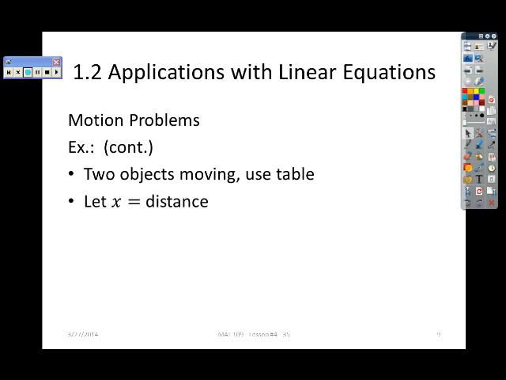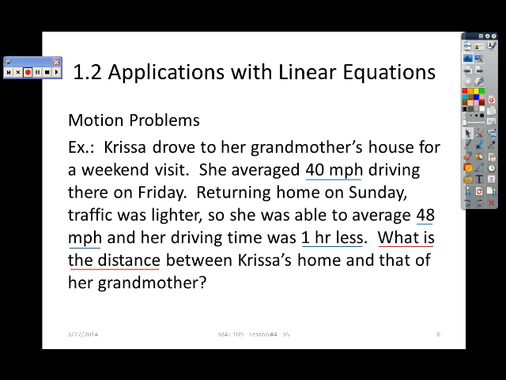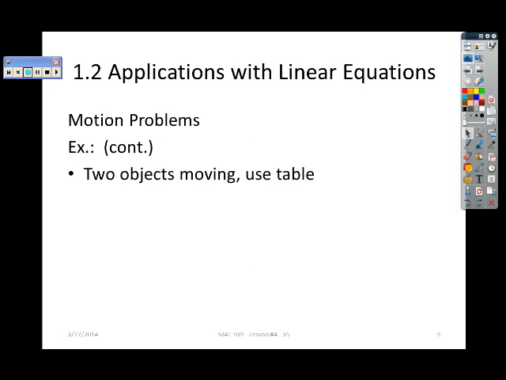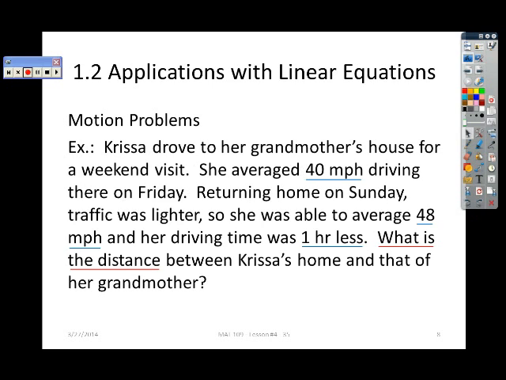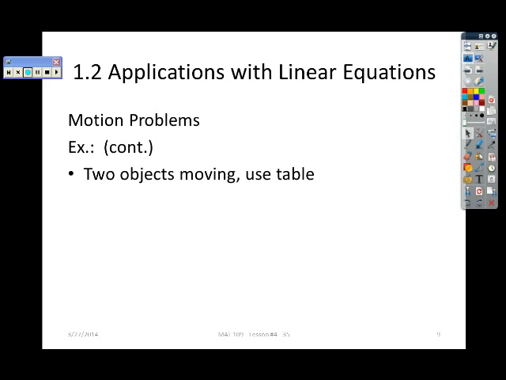Well, we've got, what are we looking for? We're looking for the distance. Let's make our variable be the distance. And actually, even though there's one thing moving here, it's moving two different times. So that's the same thing as two objects moving, because there are two different rates involved. So that's like two objects. So we use the same thing as if it were two objects.